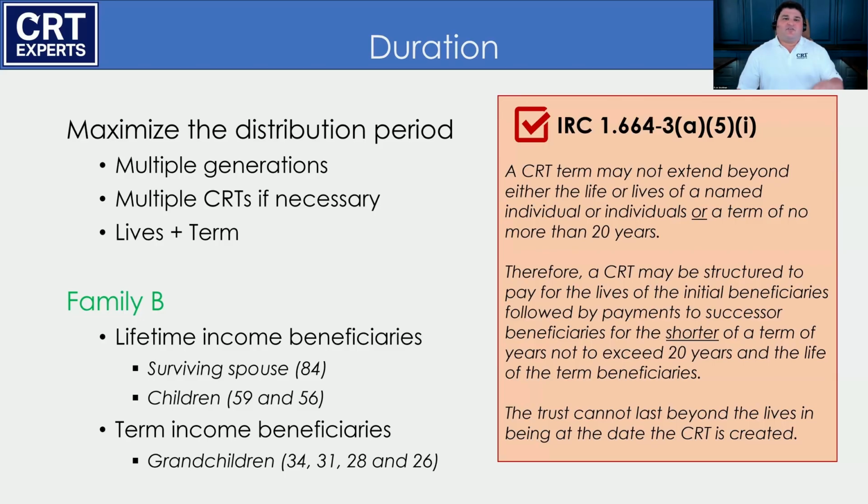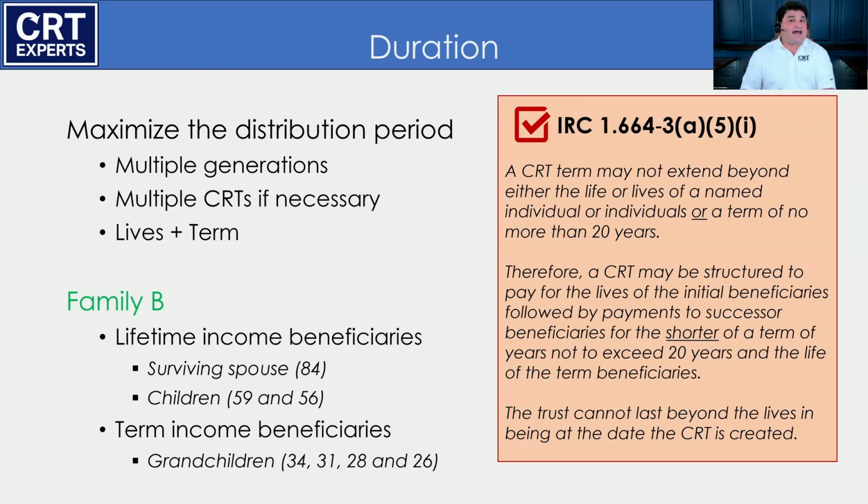And so this is where what we hear a lot is, well, you could set up a CRT for lifetimes or joint lives, or you can do it for a term of years. You can't do both. That is not correct. So we can set up a CRT so that the distributions go to one set of individuals for their lifetimes, and then another set of individuals for the shorter of their lifetimes or a term of years, maximum of 20.